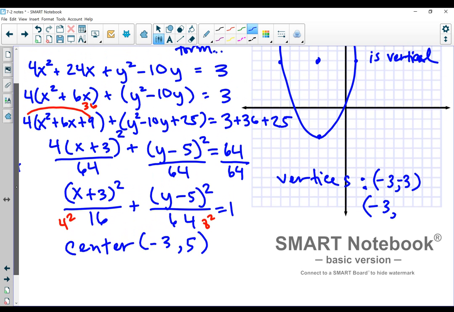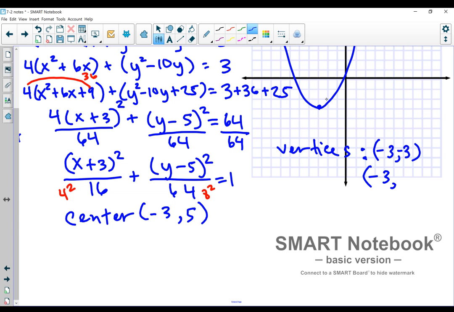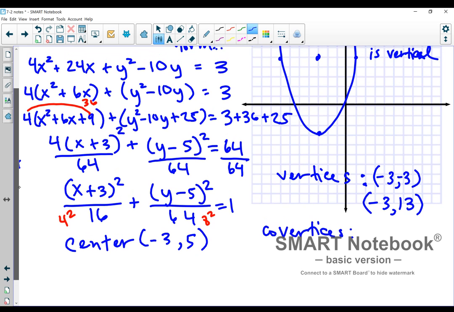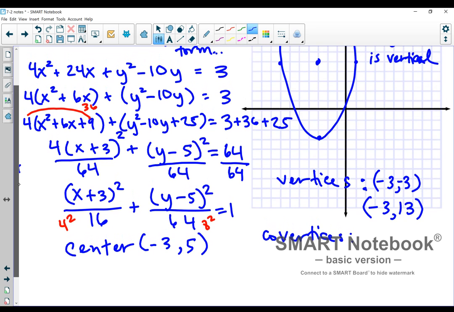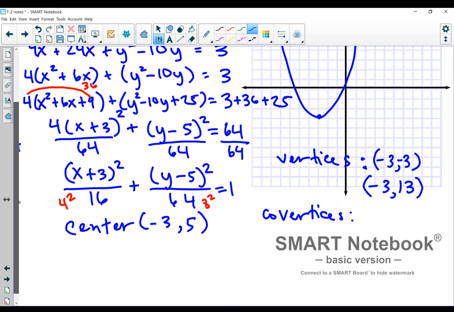So my graph ends at 10. I started at 5, and I needed to go up 8 units. So it should be 8 plus 5 is 13. My co-vertices would be at the right and left this time. That's why I really wanted to do this one, because it's backwards from before. It's nice to see one where your major axis is the y-axis or vertical instead. So co-vertices are, and again, just looking at the graph, it looks like -7, 5, and 1, 5.